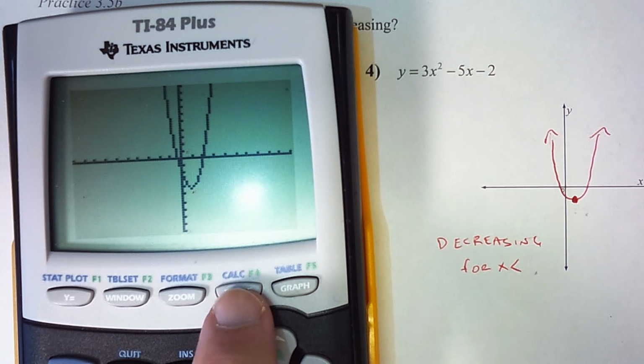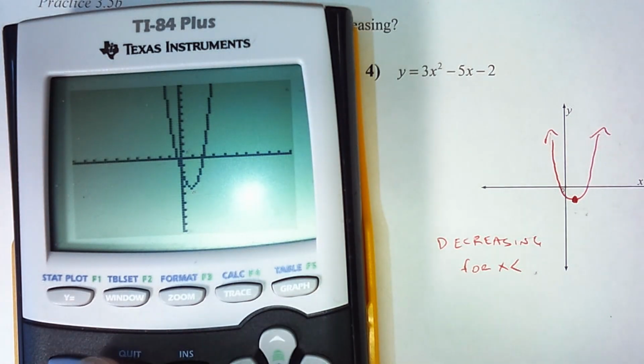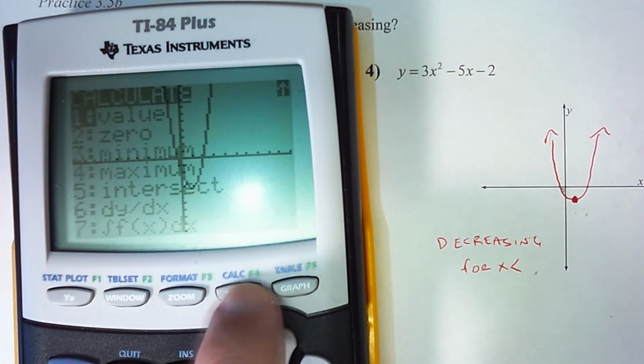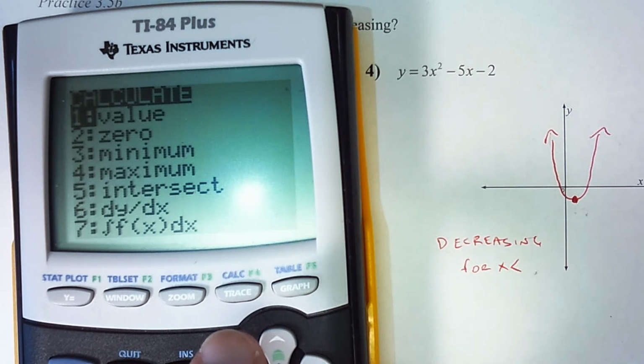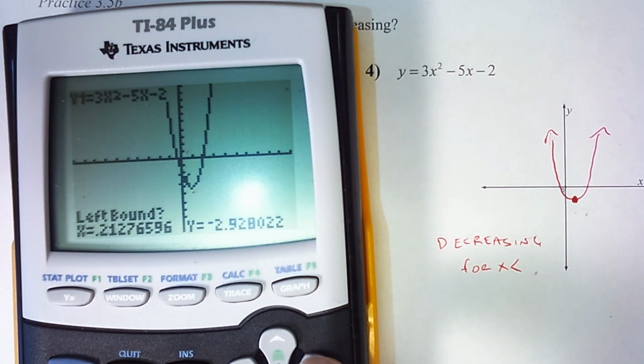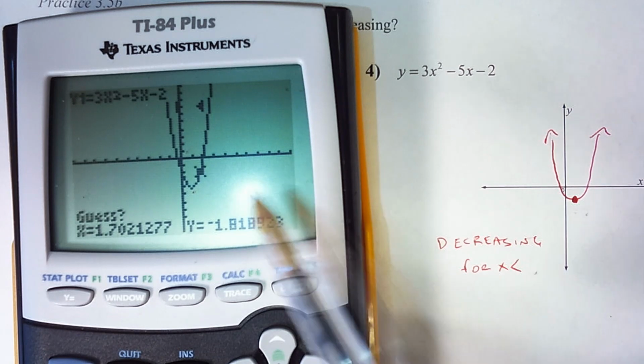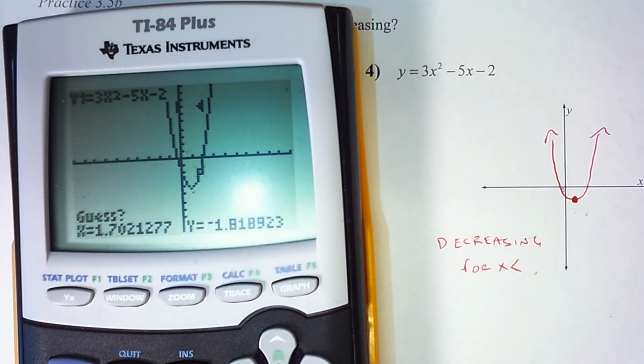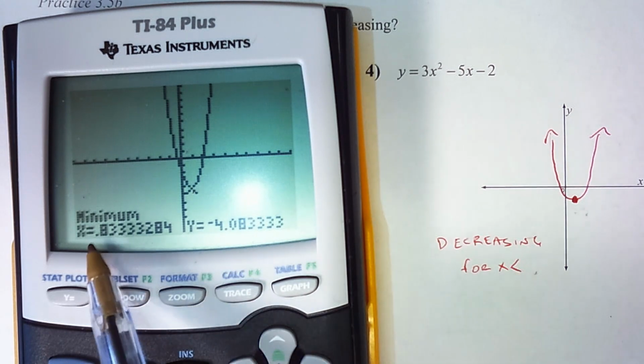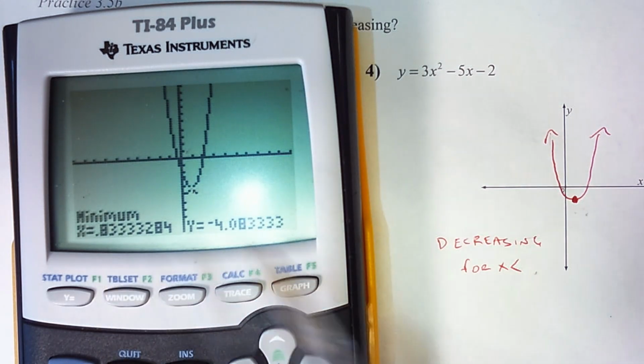So I'm going to use the calculate option here, so second and then calculate. I will calculate a minimum, which is option 3. Okay, and it gives me a cursor, and I want to press enter on the left side of that minimum to give it a left boundary. Then press enter somewhere on the right side and give it a boundary there. So I've got a right boundary. I'm going to hit enter one more time, and I get an x value right here.